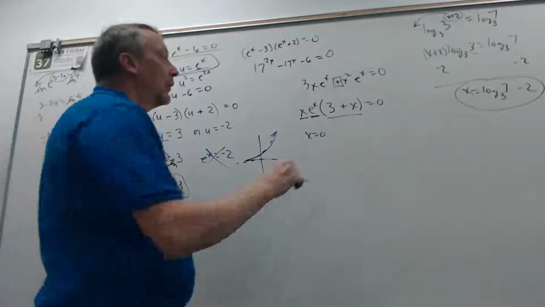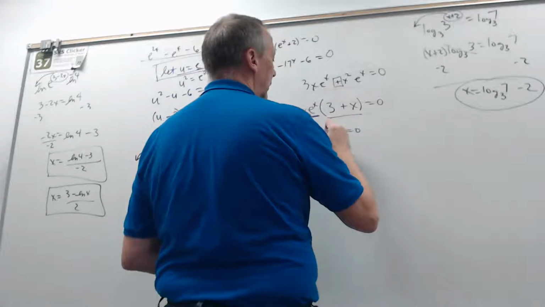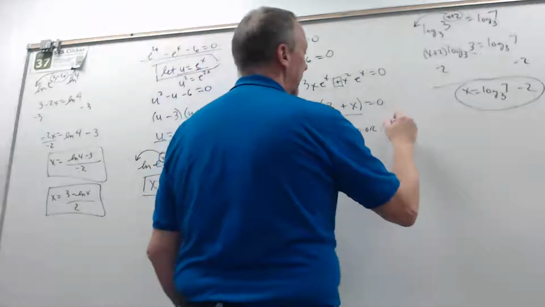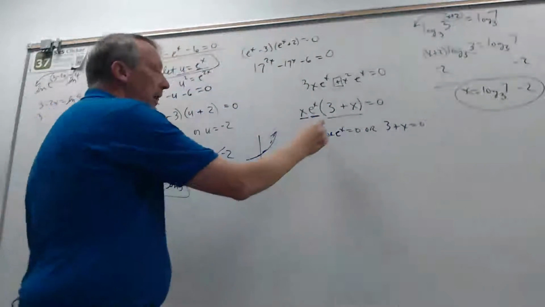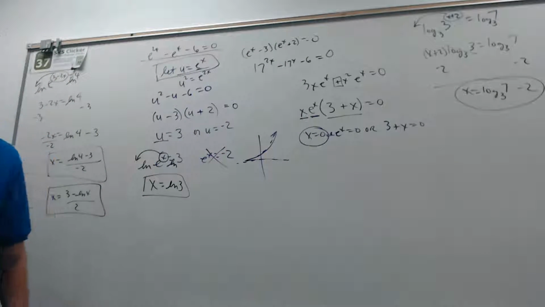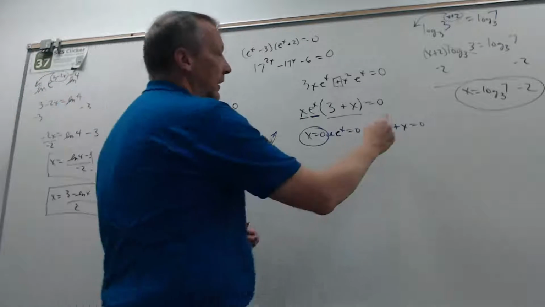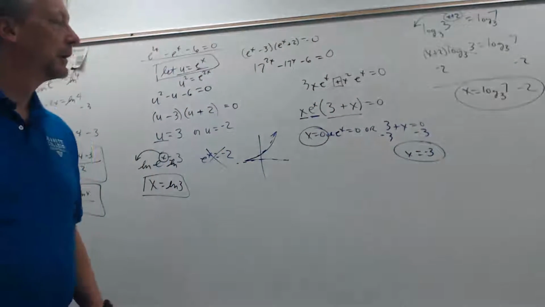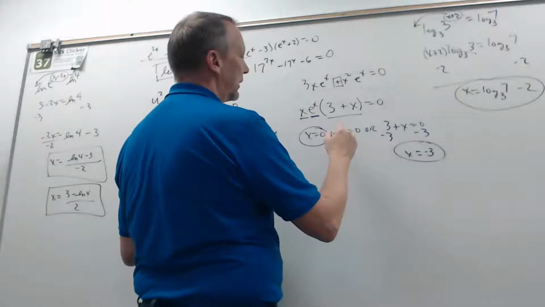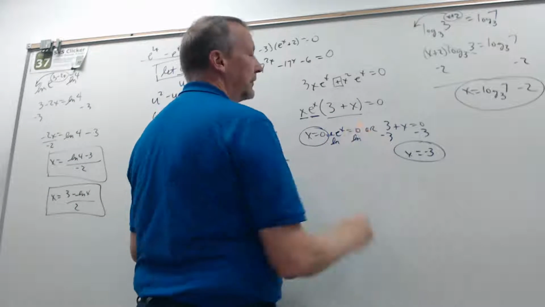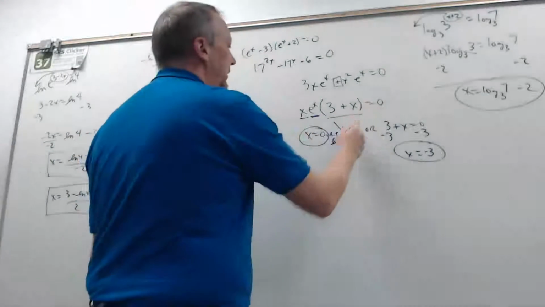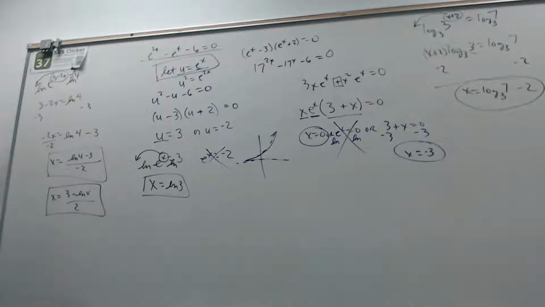Or e to the x could equal 0. Or 3 plus x could equal 0, and that's already solved: x equals -3. That would be a solution. And then could you take the ln out of the middle one? If you wanted to. What's the ln of 0? Can't do it, so therefore that cannot possibly equal 0. Why can't you take the ln of 0?